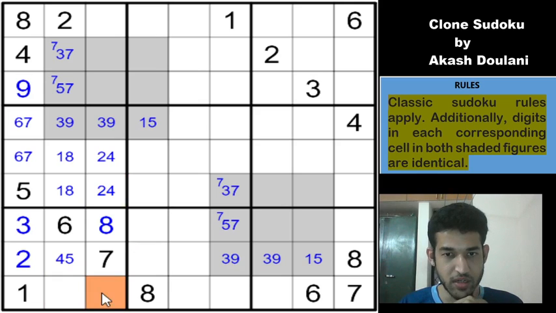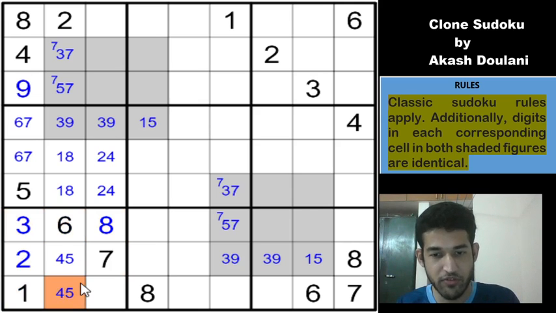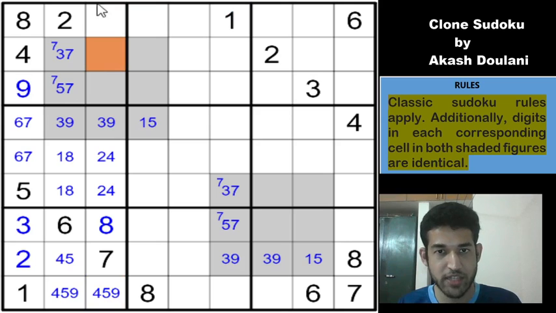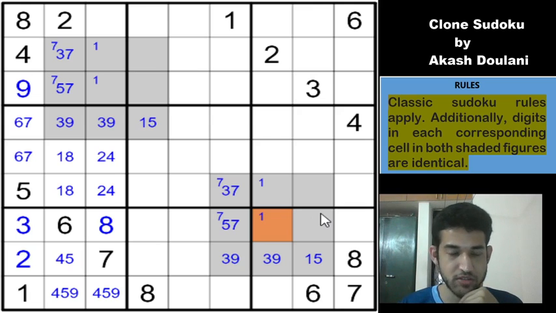Okay, let us populate these cells: 1, 2, 7, 3, 6 and 8. So these must be 4, 5, 9. Okay, 1 cannot be in this cell, which means that 1 has to be in one of these two cells, and correspondingly 1 will have to be in one of these two cells.